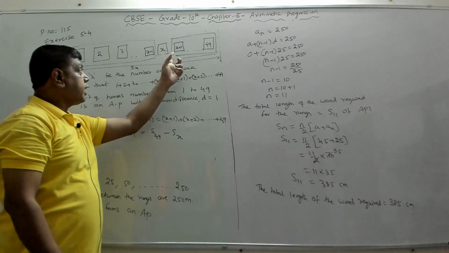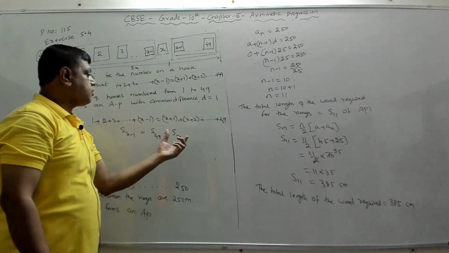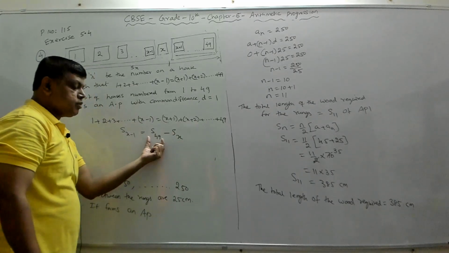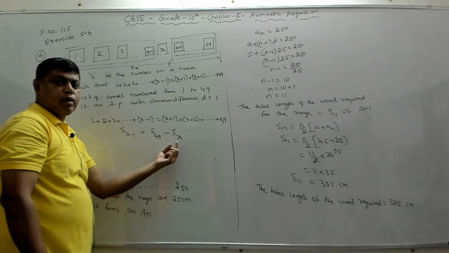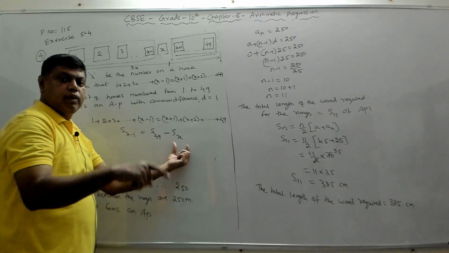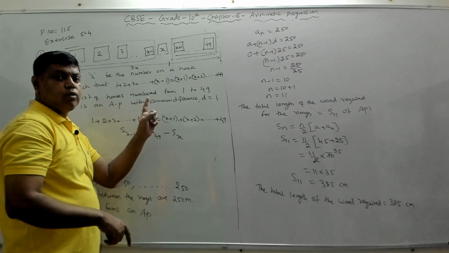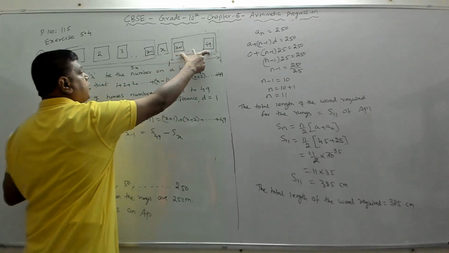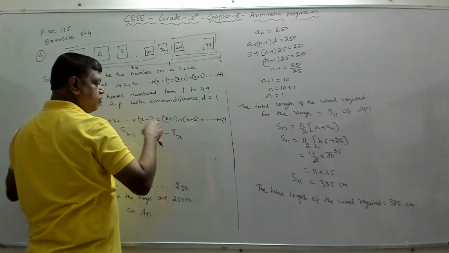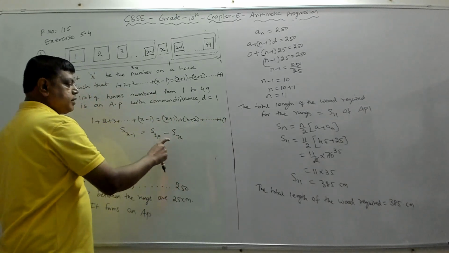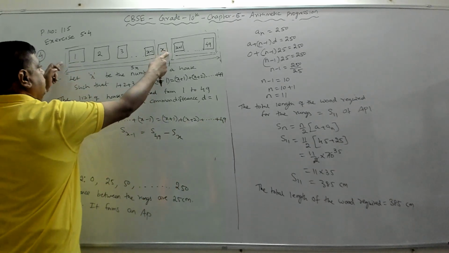So x plus 1 plus x plus 2 till 49 is what? Your S49, the sum of the entire 49 houses, minus the sum of first x houses will give you the sum of x plus 1 houses till 49. This sum you will get, which is this sum. This sum is the full 49 minus Sx, sum of this.